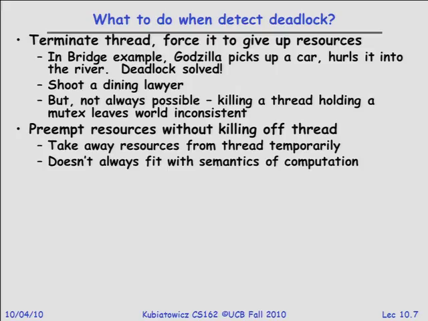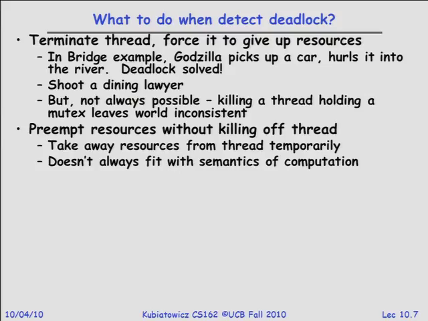For instance, a resource might be a lock in a critical section. If we preempt that lock, suddenly there might be two threads in the critical section, and then we've got bad computation. Because the whole point of the resource, in the case of the lock, was to make correct computation.